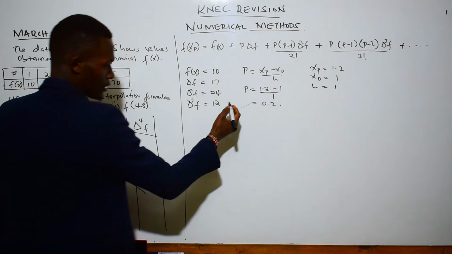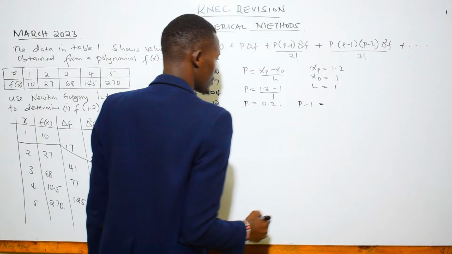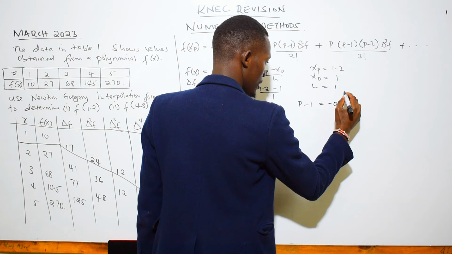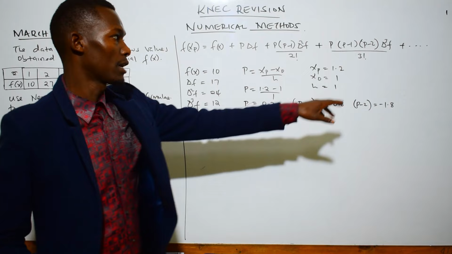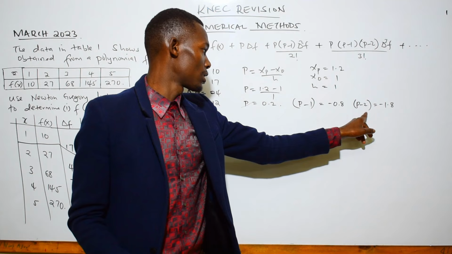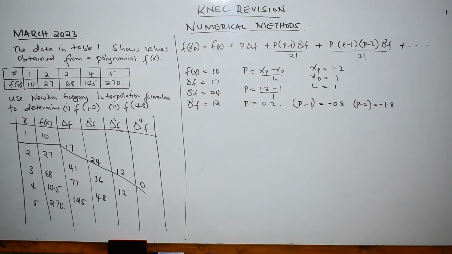So therefore, we can get p minus 1, which is 0.2 minus 1, which is negative 0.8. P minus 2 will be negative 1.8. Our values will reach up to that difference, because the fourth difference is 0. So we need only p minus 1 and p minus 2. Therefore, we can now replace all the values that we have in this equation.